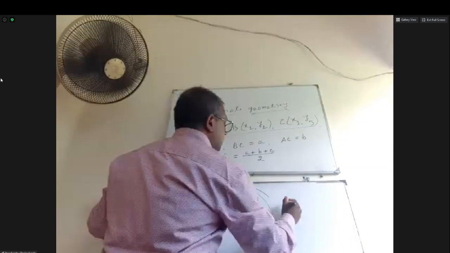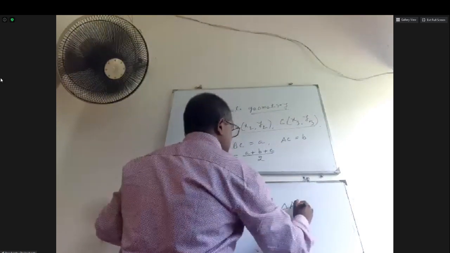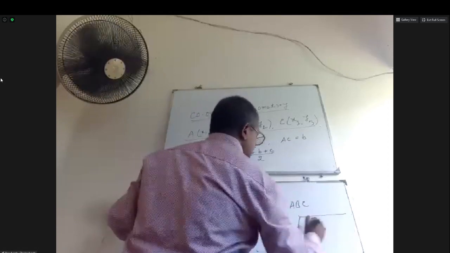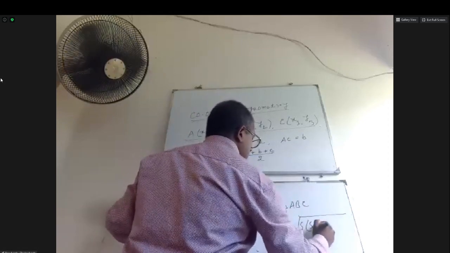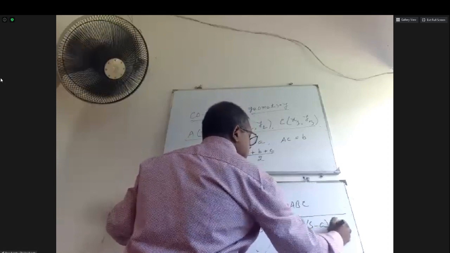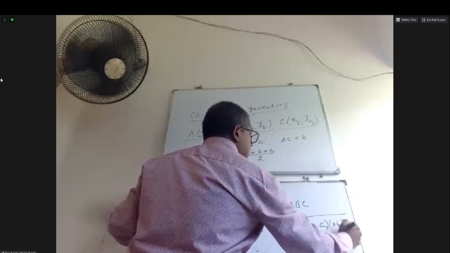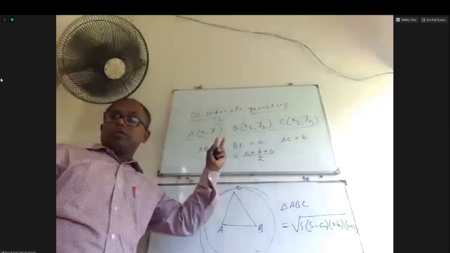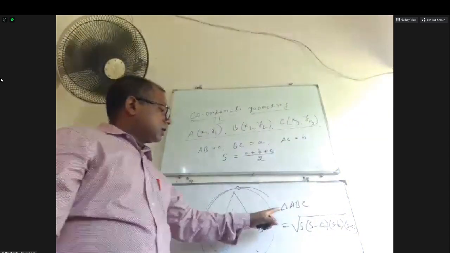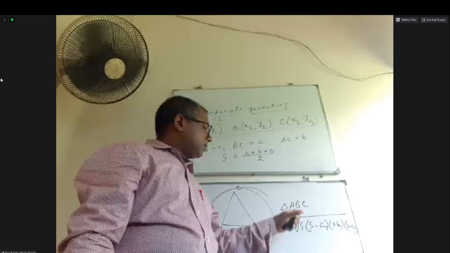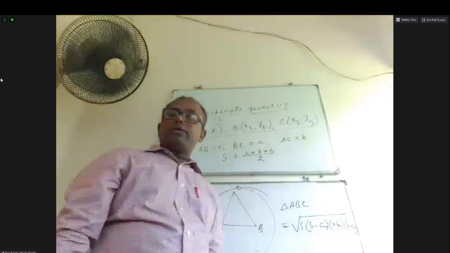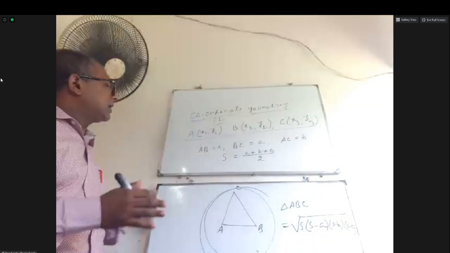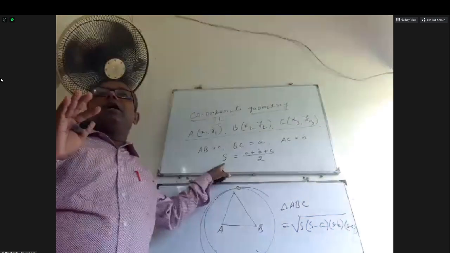Then area of triangle ABC equal to square root of s into s minus a into s minus b into s minus c. Friends, we can also find the area by this rule, where a, b, c are the lengths of the three sides of the triangle, and s is the semi perimeter of the triangle.